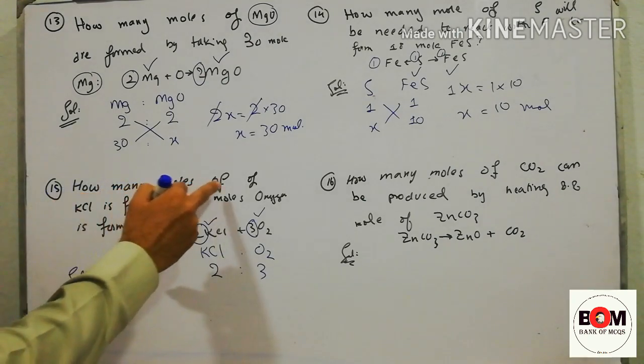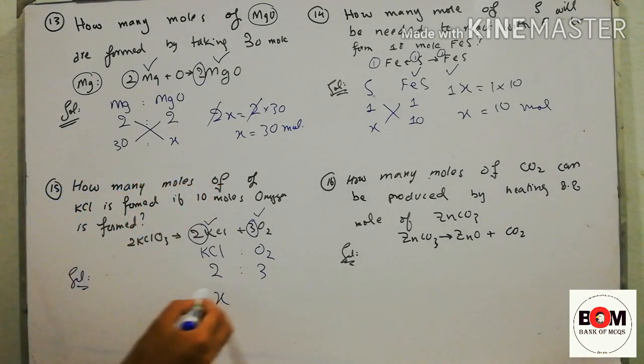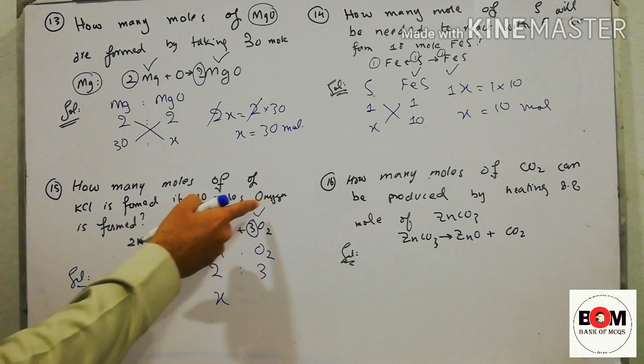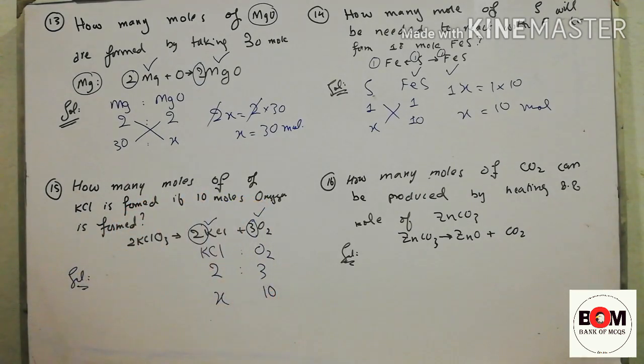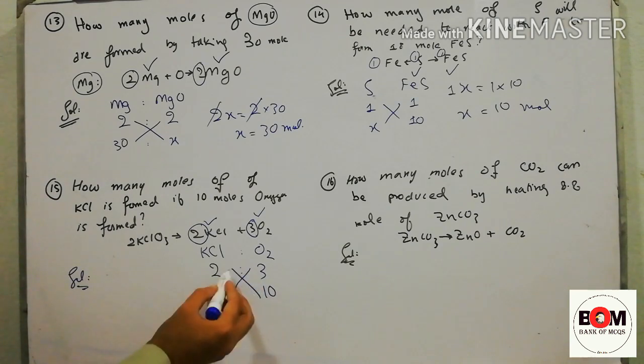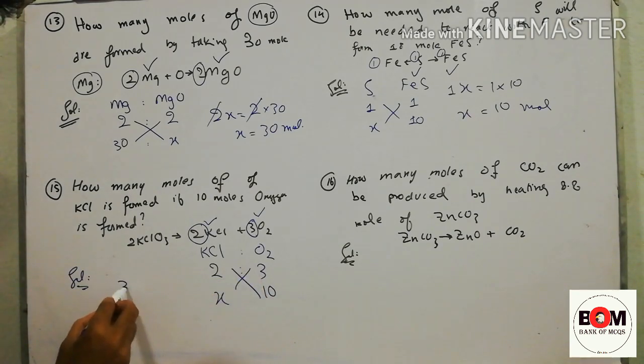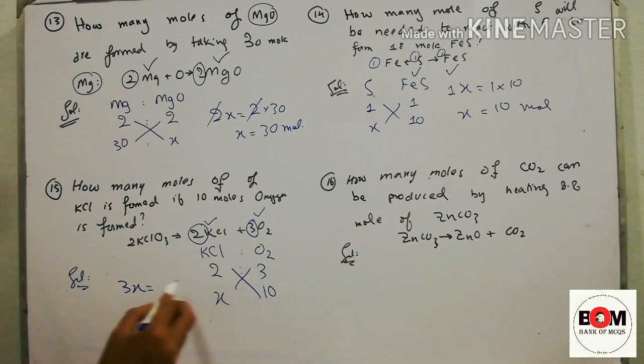Now according to the question, they have asked for KCl. So KCl is x, and they have given 10 mole oxygen is formed. So by cross multiplication, x into 3 is equal to 3x, that is equal to 2 into 10, which is equal to 20. So x is equal to 20 by 3, or 3 sixes are 18, 6.6. So 6.6 mole is the answer.